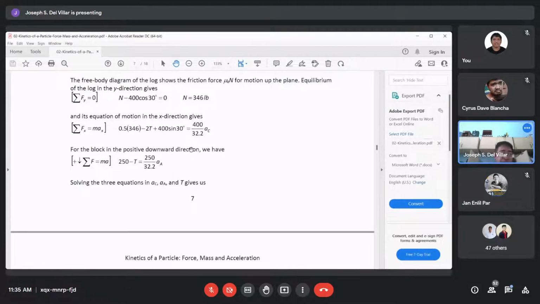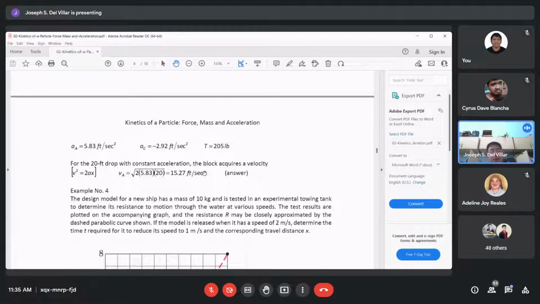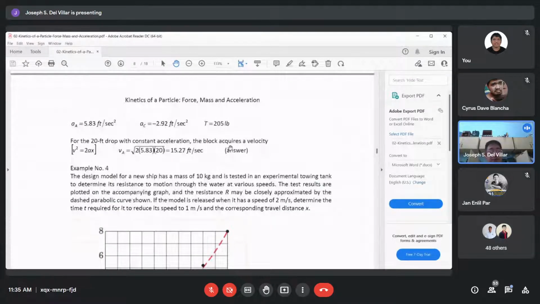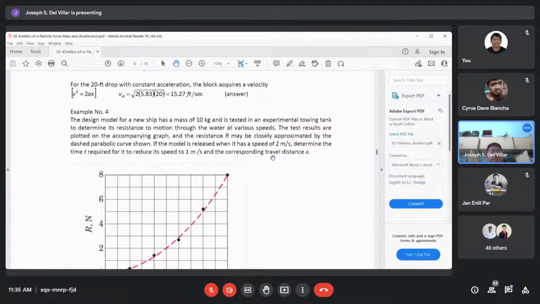This is the summation of Fy, summation of Fx, and the block, the summary of the three equations. So 15.27 feet per second, since it is only velocity. Okay? Any more questions here?